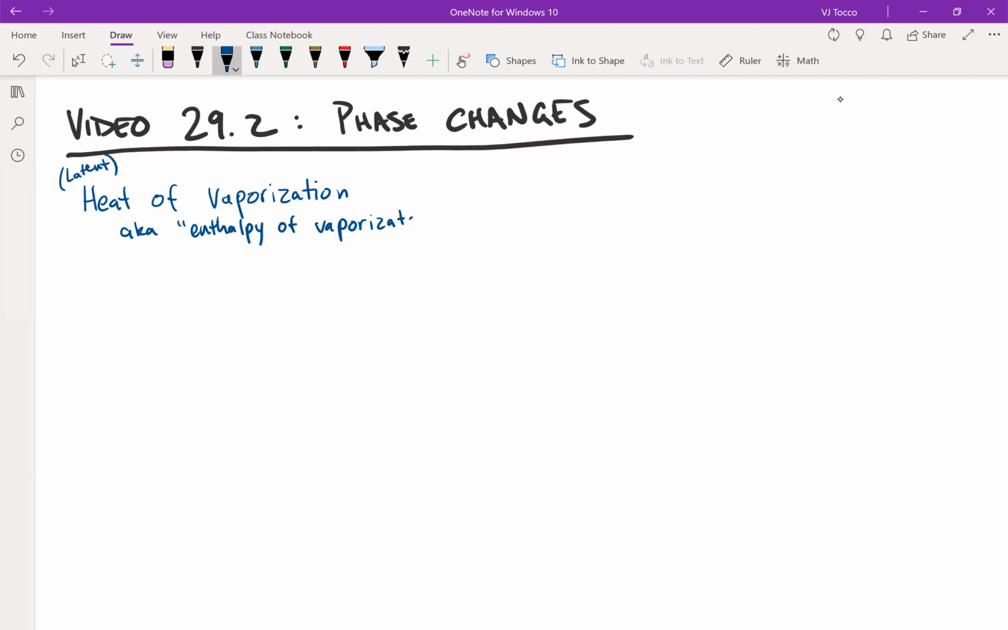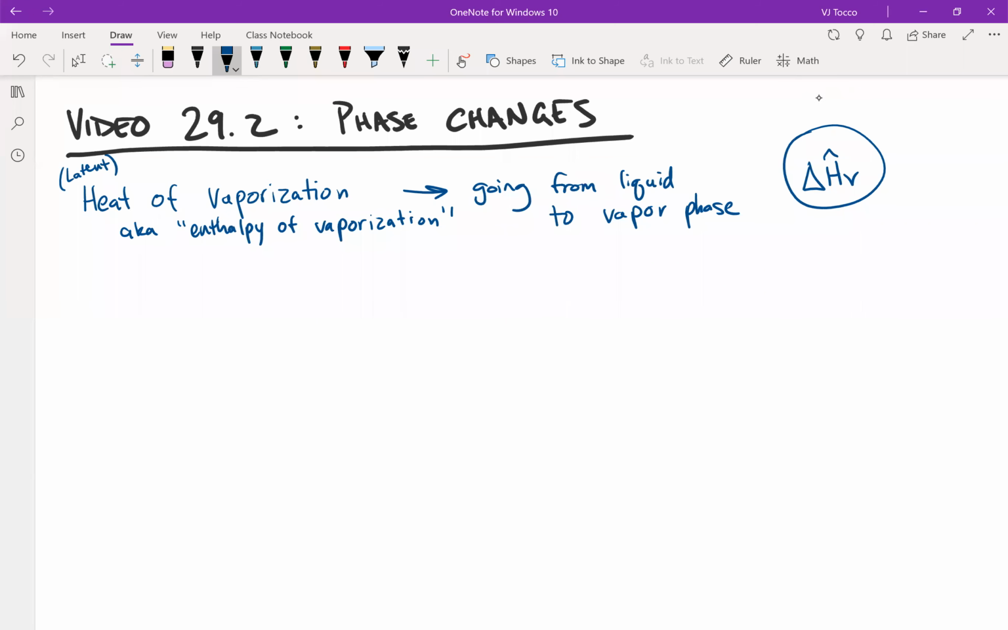This quantity is literally the energy that is required to transform a mole of a substance from the liquid phase to the vapor phase. Therefore, if you wanted to go the other way, from the vapor phase to the liquid phase, then you would need to know the heat of condensation. However, the heat of condensation is not oftentimes tabulated because it is simply the negative of the heat of vaporization.